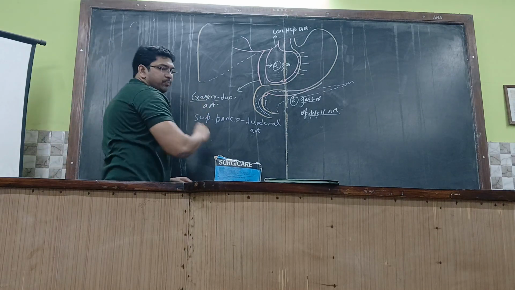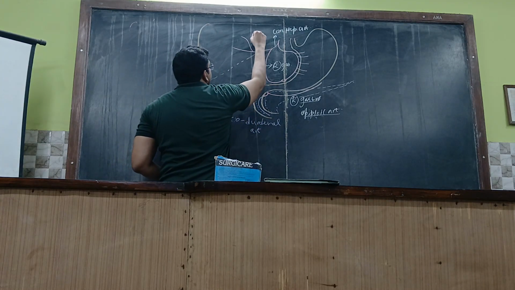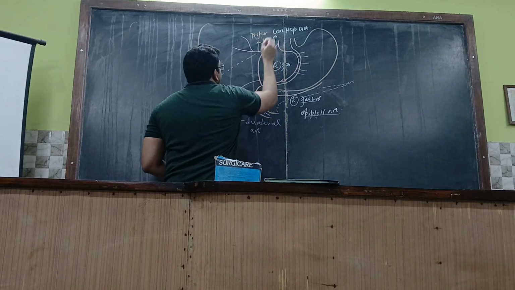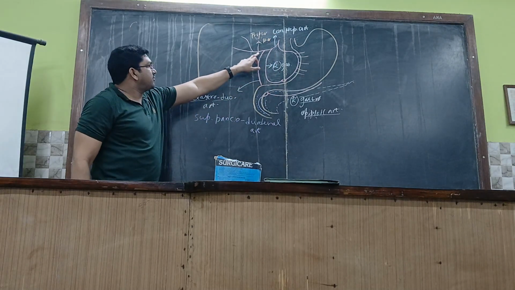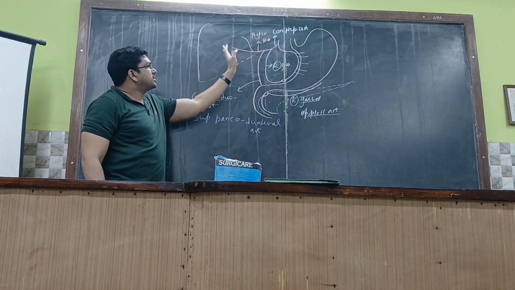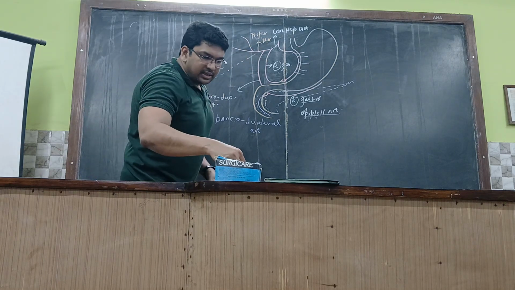In the same manner, this part will be the proper hepatic artery. This proper hepatic artery divides into two branches. One is the right branch and one is the left branch. They will be supplying the right and left lobes of the liver over here.